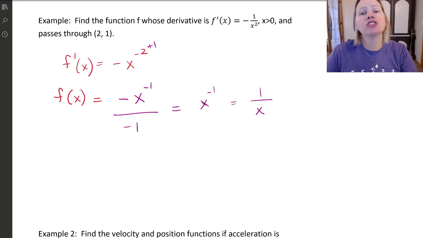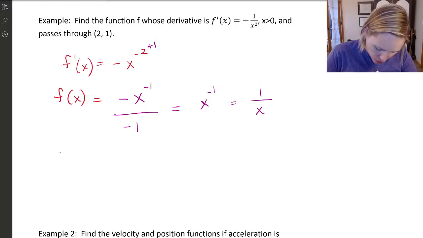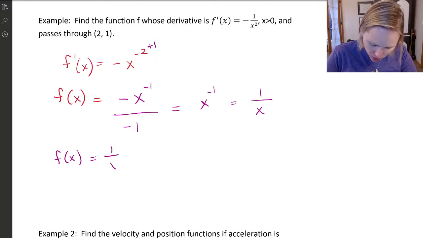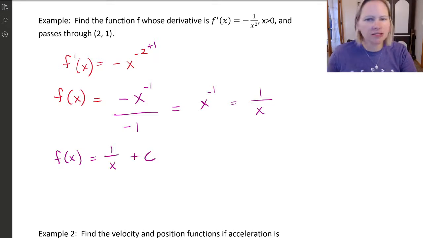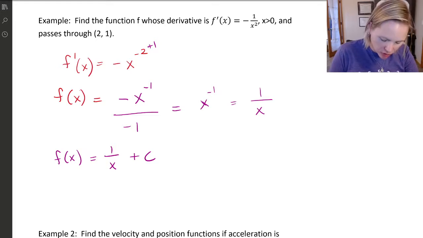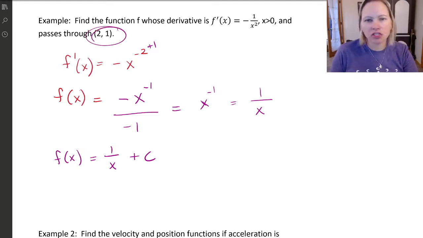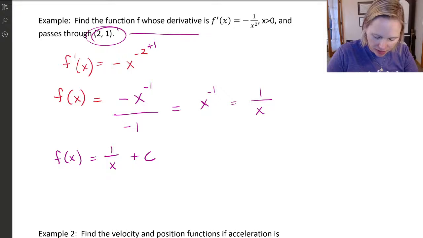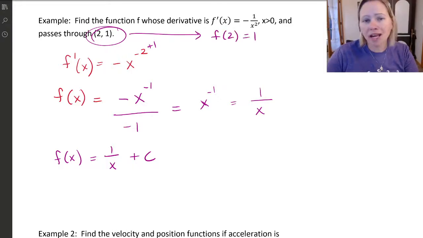And I can always check to make sure that I have my derivative right. Now, I'm not quite done because I need to realize that it's not just 1 over x, it's 1 over x plus some constant c that I need to account for. And now here's where the original function's initial condition is going to come into play. This tells me that f of 2 equals 1. When I plug 2 in for x, I get 1 back.